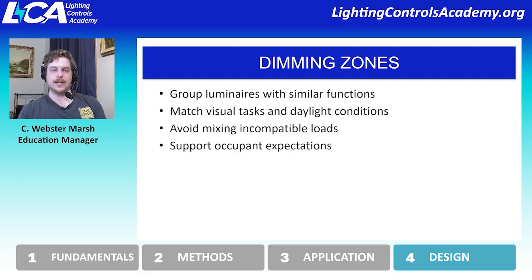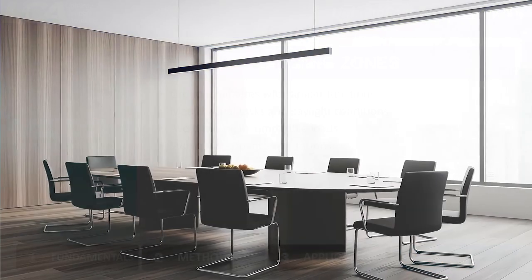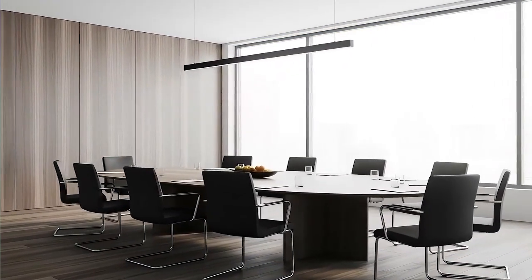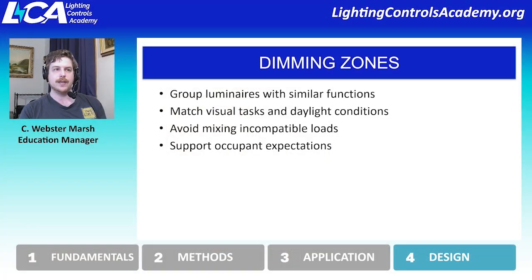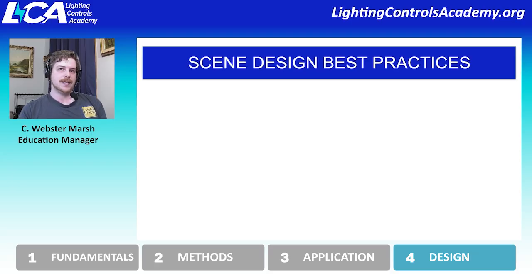But when you're thinking through, also just think through what the occupant might expect. In a private office, they might expect all fixtures to be controlled together. But in a conference room, you might have a pendant that should be controlled separately from the rest of the recessed lighting in the space. So there's a lot of things to think through when it comes to what the occupant might expect for their dimming zones.